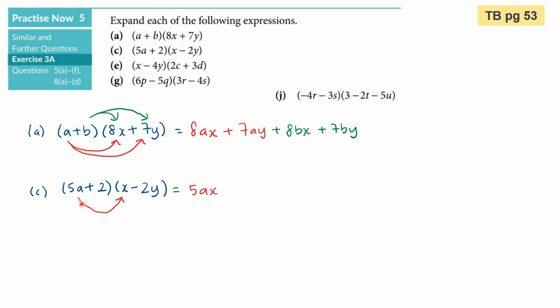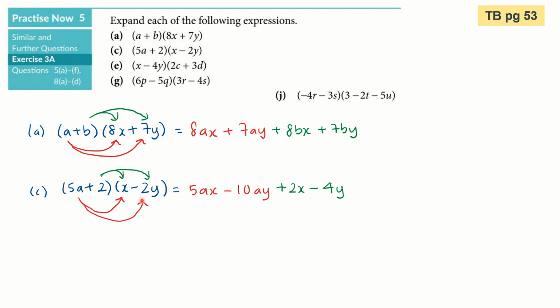Then I take 5a to multiply with negative 2y, and that will give me negative 10ay. Next, we move on to the second term found in the first pair of brackets, and that is a positive 2 multiplying with x, and that will give me plus 2x. And finally, we will take plus 2 with the negative 2y, and that will give us a negative 4y.